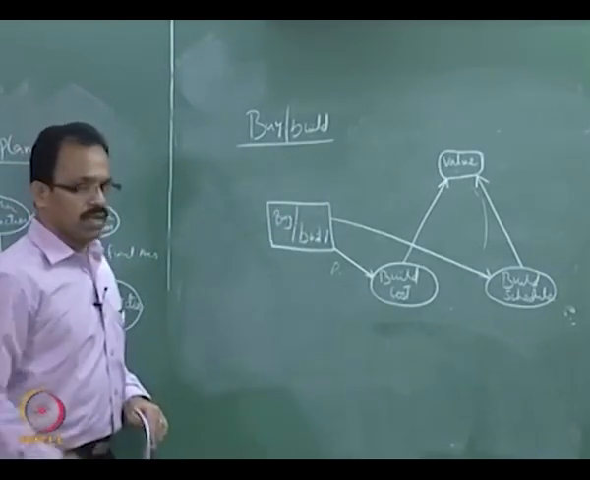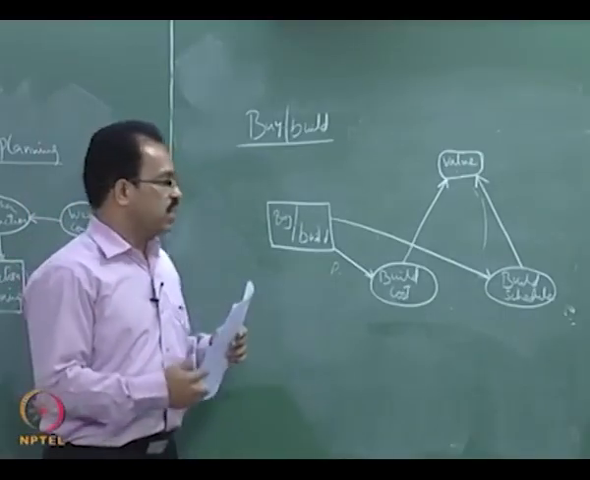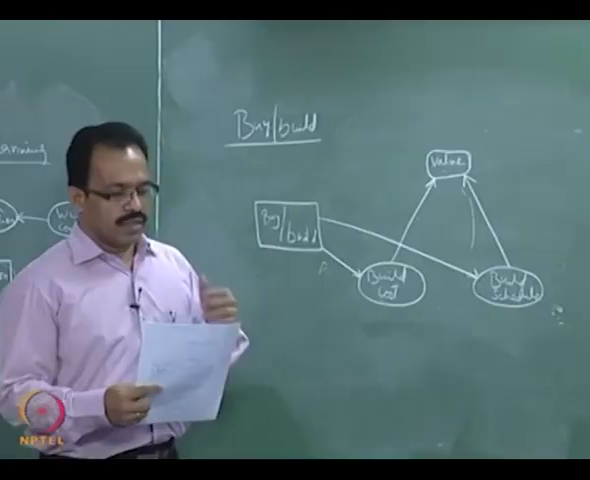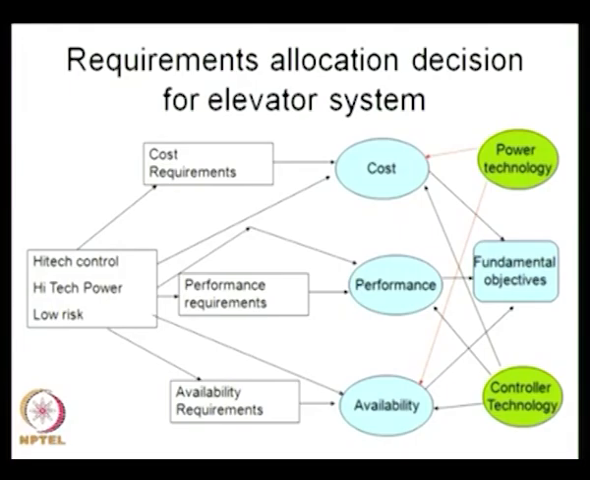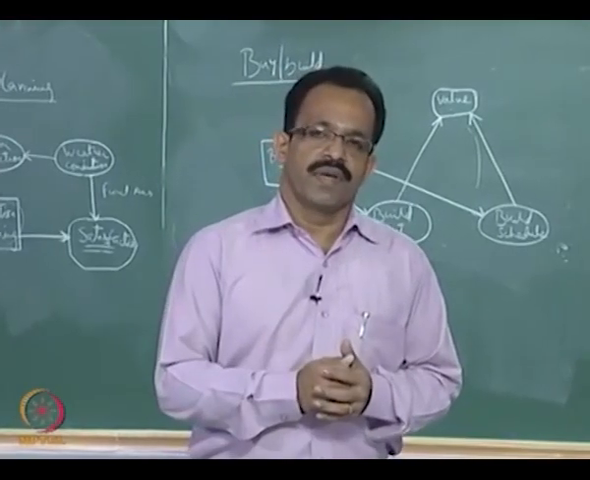Again this is a very simple example, but we can go for complex cases and see how we develop the influence diagram for such cases. I will just show you one particular case. This is basically the requirements allocation decision for an elevator system, and we studied the elevator system, and we know that there are many factors to be considered when we design the elevator, and there are many requirements for the elevator, and the requirements allocation depends on the particular decision, whether the cost is important or the performance is important, or what the overall objective of the design is.